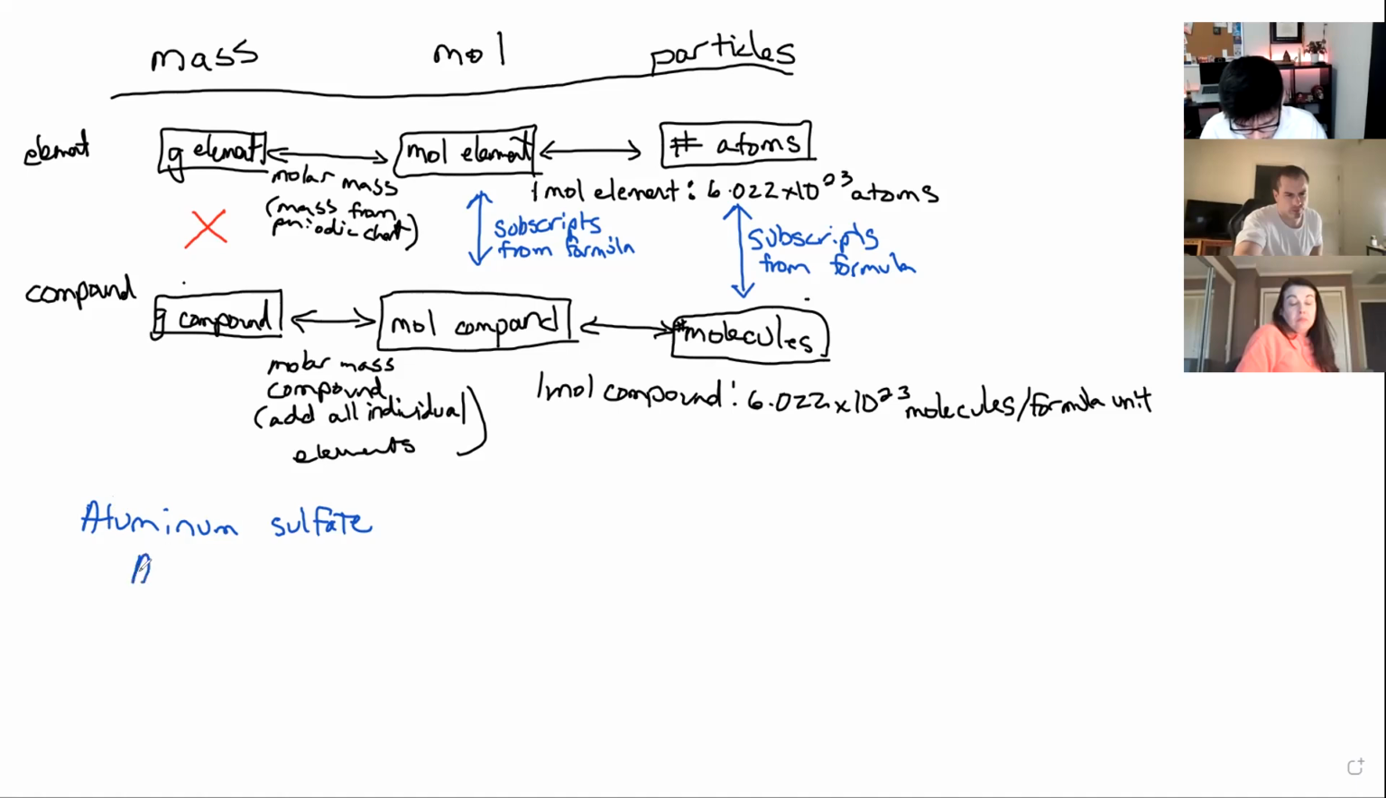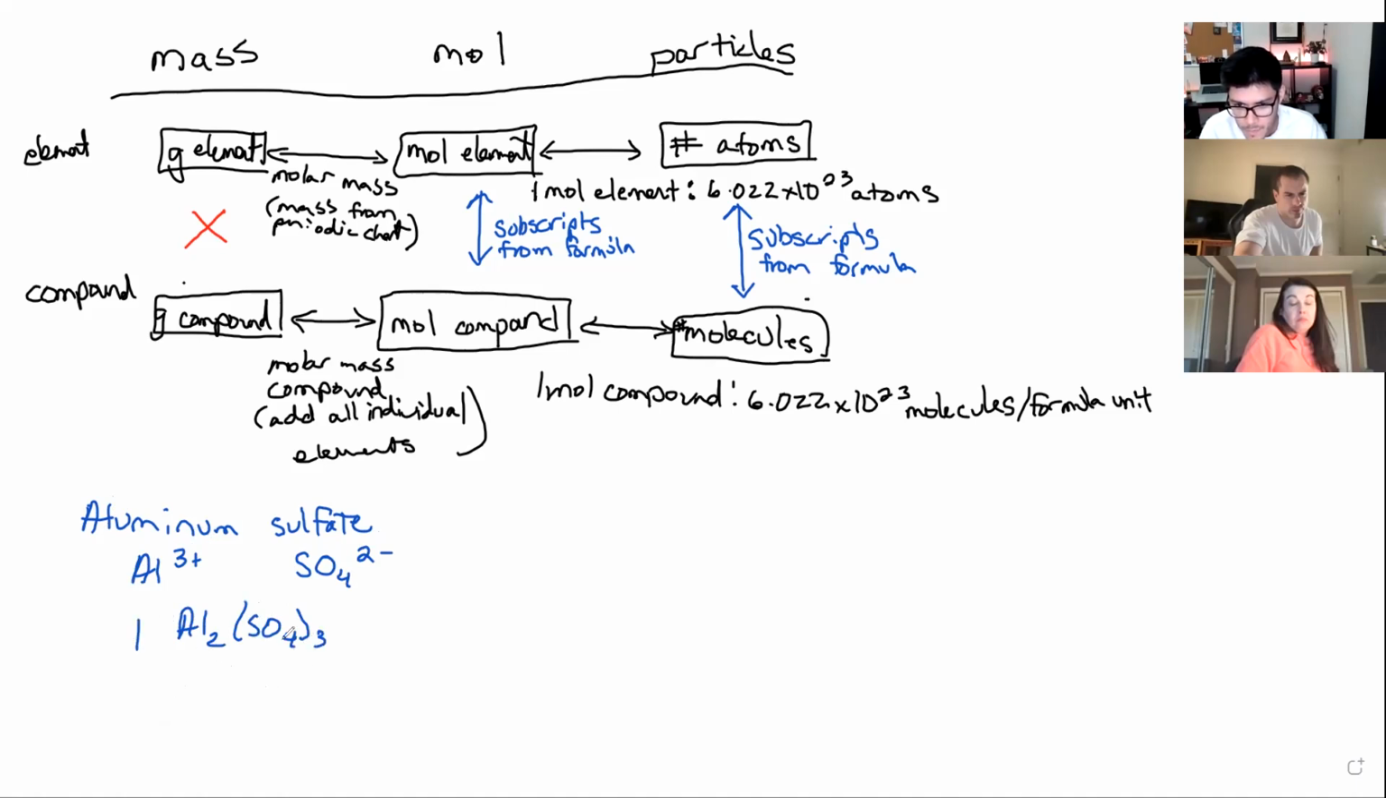So remember, aluminum, Al, has a 3+ charge. Sulfate, SO4, will give us a 2- charge, and we're going to flip-flop. That means I end up with Al2, and then in parentheses, SO4, 3.